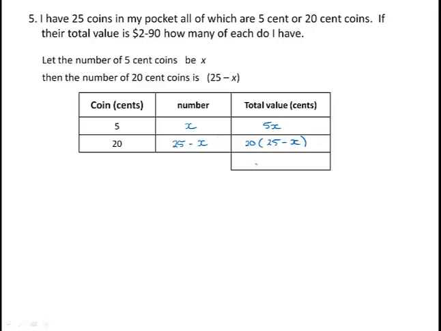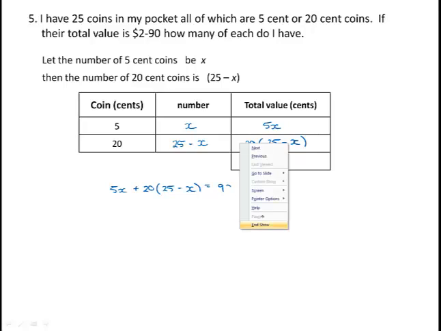We know that their total value is $2.90, but we convert this to cents. So a total value of 5 and 20-cent pieces should add up to 290 cents. This now helps us construct the equation. Using this last column, we know that 5x plus 20 lots of 25 minus x should equal 290.